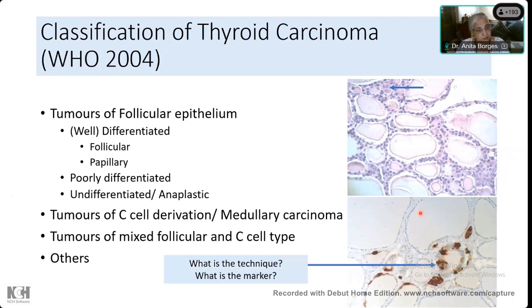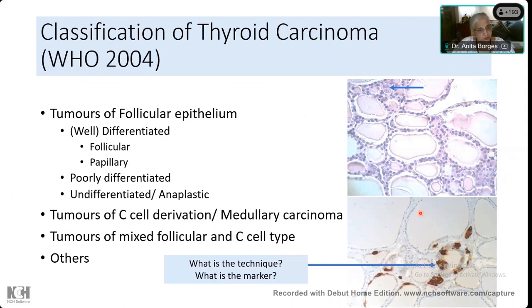Okay, so now let me ask Daksha. Daksha, here are the C cells. They are marked. Okay, what technique is marking it, and what is the marker? I don't know, ma'am. Okay, Daksha doesn't know.